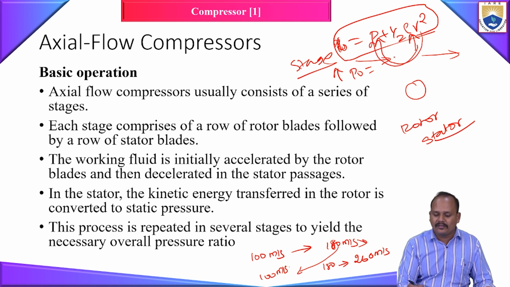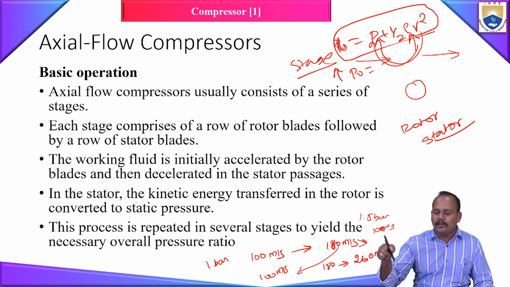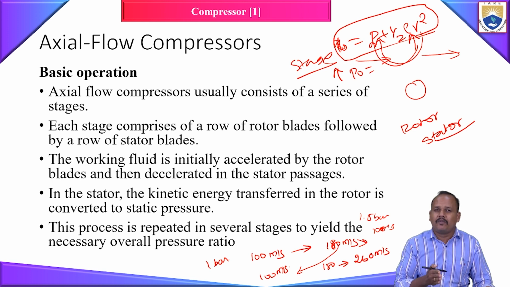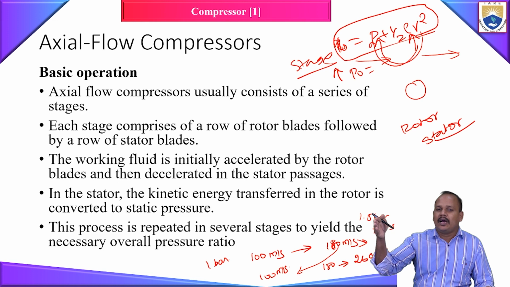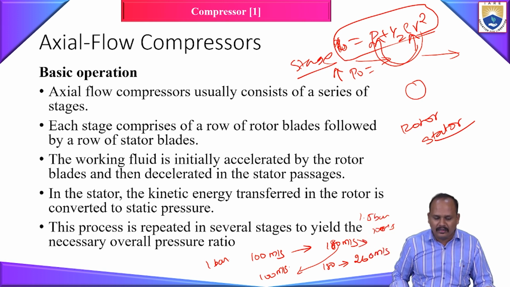So when it goes to the next stage, initially let's say it is 1 bar and 100 meters per second, and when it goes to the next stage, it will become 1.5 bar and 100 meters per second. Even though it has the same velocity, its pressure is higher. So like that, slowly your pressure builds up from one stage to another. As long as I have more and more stages, I can get a higher pressure rise across the axial flow compressor.